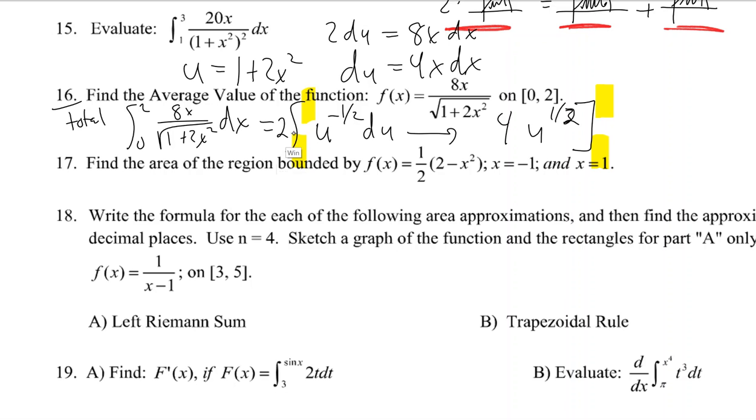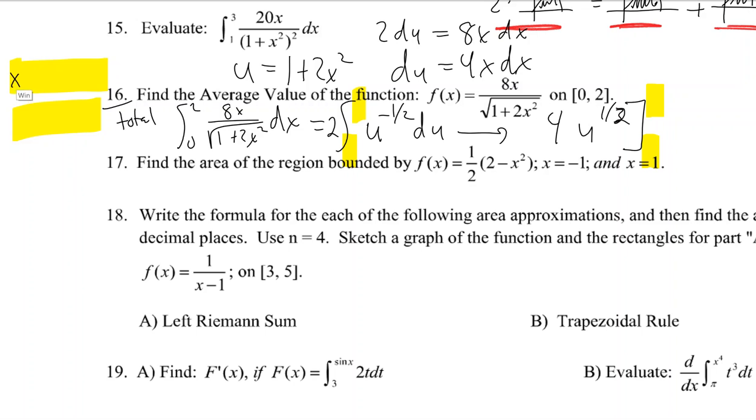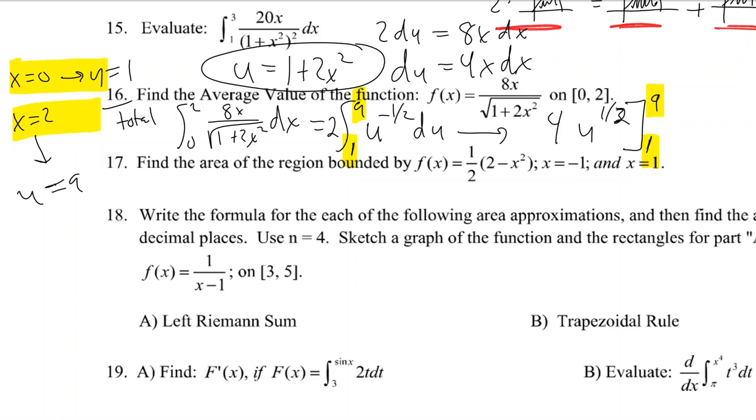It's no longer from 0 to 2. 0 is for x, but it's u equivalent. You got to plug that into your u thing here. When x is 0, u is 1. And when x is 2, u is 9. So when you switch it from x's to u's, you have to switch it from 0 to 2 to 1 to 9.